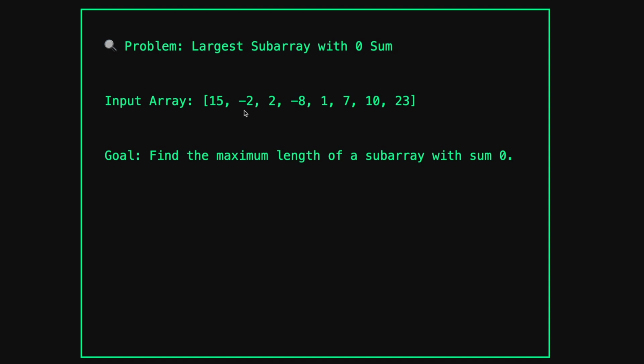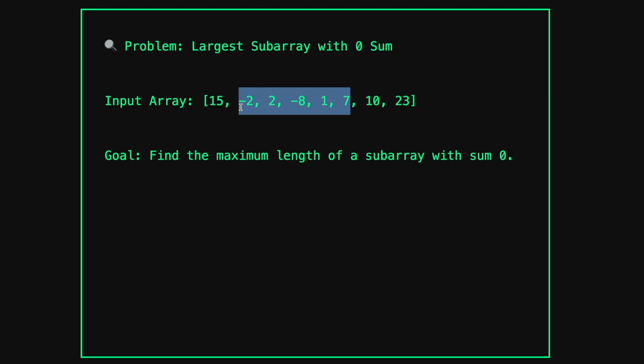So now over here, if you see from this particular index till this particular index, from -2 till 7, if you add all the numbers, you will get 0, right? And this will be actually the largest subarray with zero sum in this particular array, right? And hence my output will be basically the length of this particular subarray, which is 5, right? So my output over here will be 5, right?